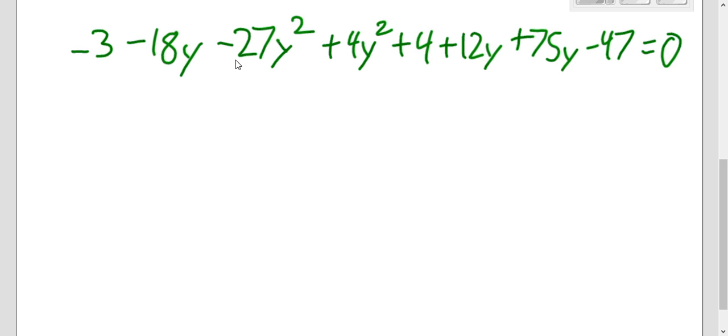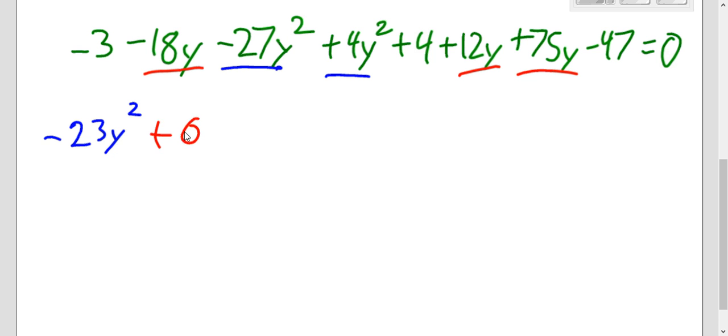So now we've got to combine like terms. Let's combine all of our y squareds. So -27 plus 4, that's -23y squared. Combine all of our y's. So -18 plus 12 is -6. -6 plus 75 is +69y. And combine our numbers. -3 plus 4 is 1. Minus 47 is -46.